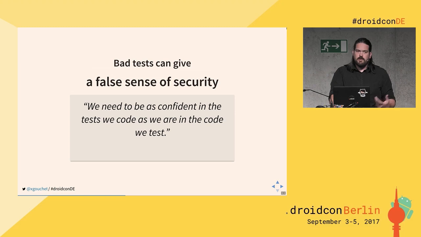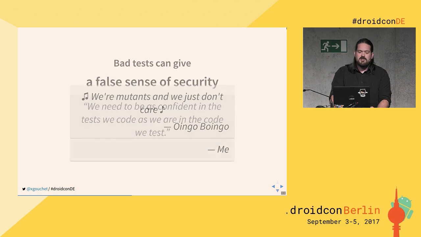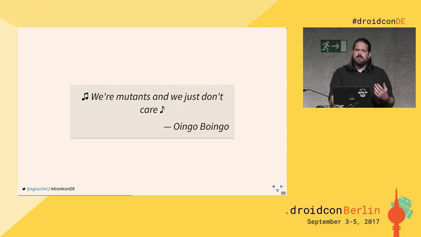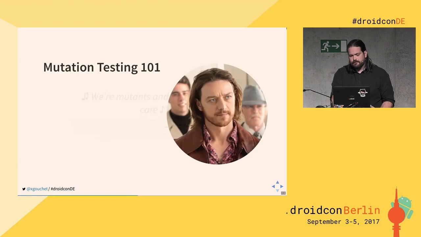Because bad tests can give you a false sense of security, and you need to be as confident in the tests you code as you are in the code you test. And you can actually quote me on this one. So this is where mutation testing comes in. We're going to take a look at the basic algorithm of mutation testing and how it works.